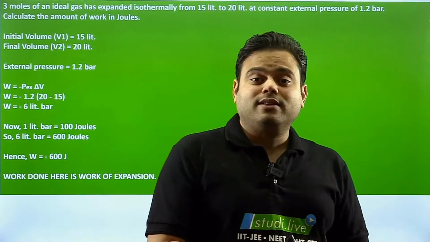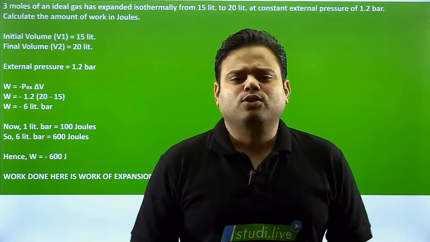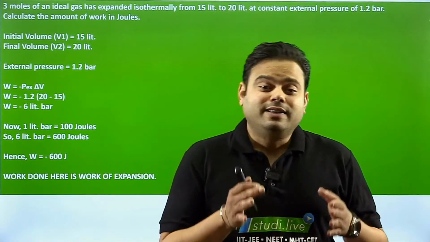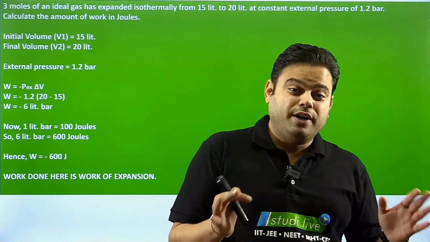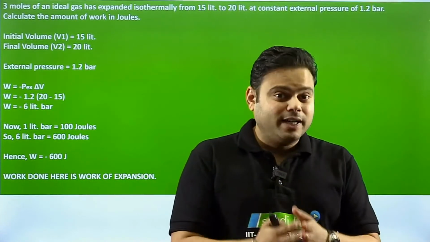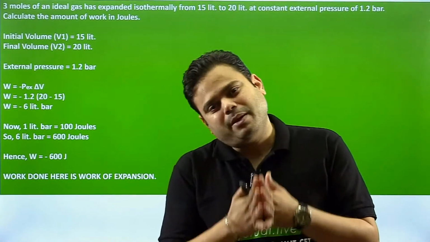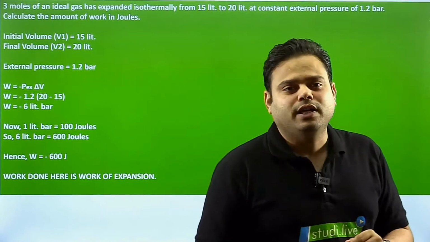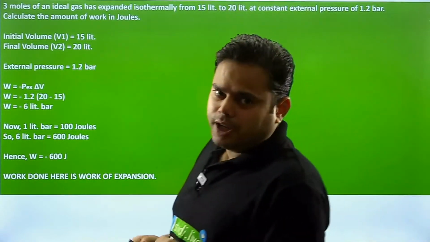Have a good look at this numerical. This can come as a question for 2 marks, okay? And here important points are that in this question the reversible word is not present, so do not think of W max here. Expanded is given so W will have a minus sign in front. W will be minus P external into delta V. Have a look at the question very quickly.